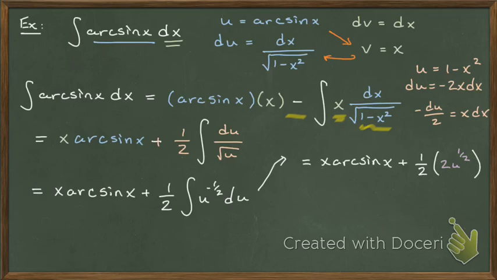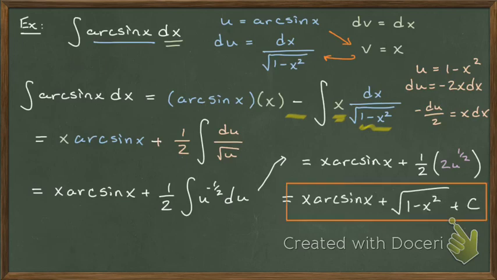I add 1 to the power, right? That gives me a positive 1/2. Divide by the new power. Dividing by 1/2 is the same as multiplying by 2. A little simplification. I see 1/2 and 2 cancel to be 1. I'm left with x arcsine of x plus the square root of 1 minus x squared. All of that plus a c.